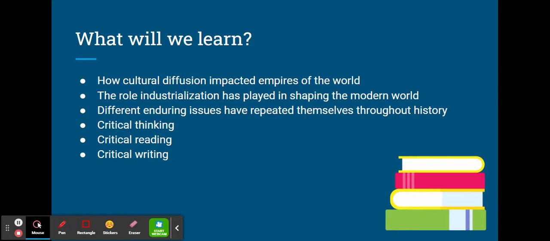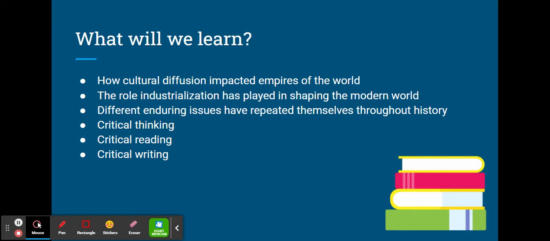We cover various units chronologically in Global History and Geography 10, starting with the world in 1750 and moving up to current times. I just want to highlight some of the key topics that we will cover. First, how cultural diffusion impacted empires of the world. We're going to take a look at how different ideas, beliefs, and inventions spread throughout the world and impact new places. We're also going to look at the role industrialization has played in shaping the modern world.